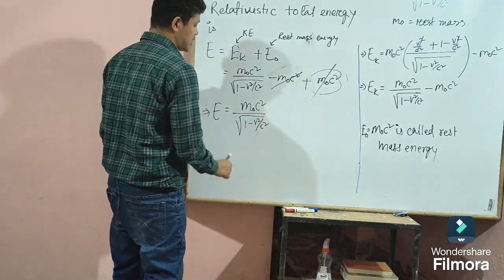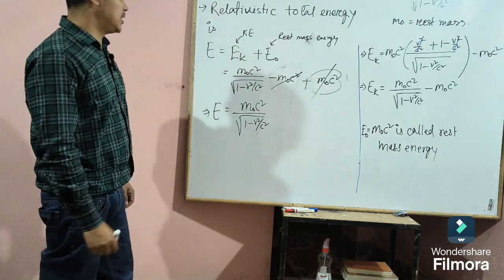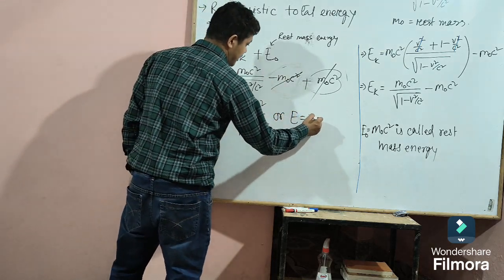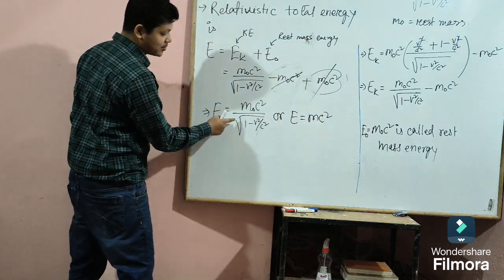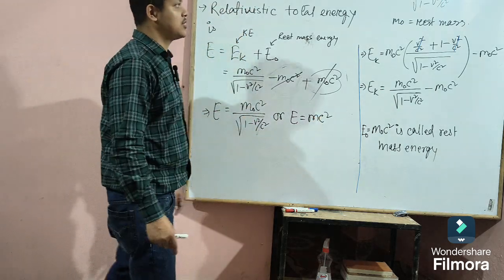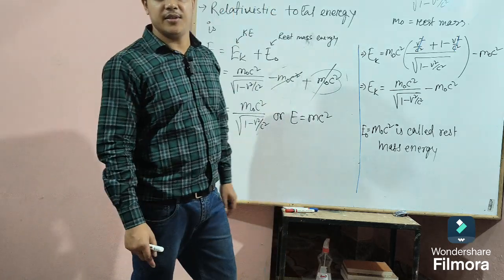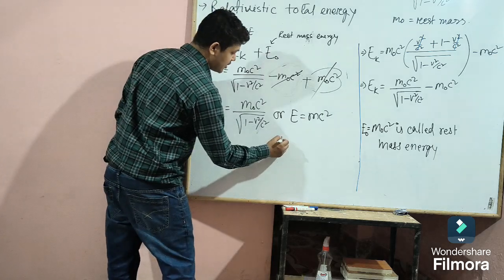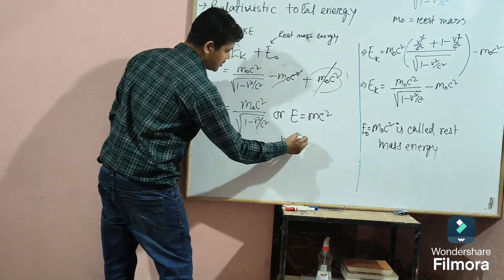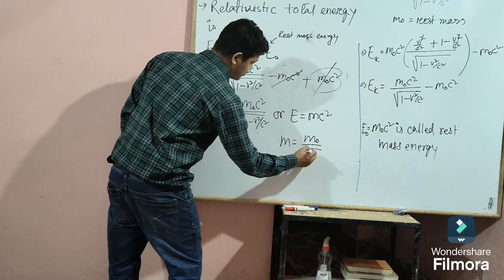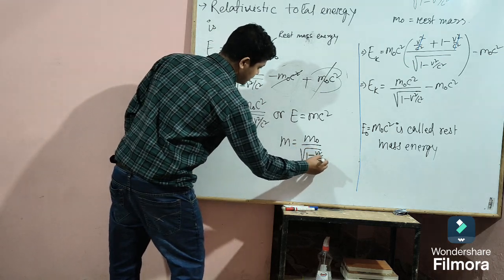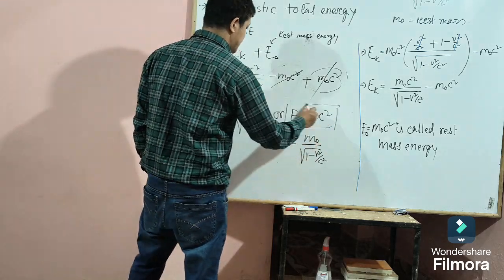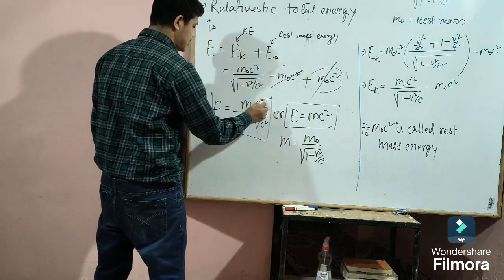So this is the expression for relativistic total energy. Or we can write E is equal to m c square, because m is equal to m naught by root over 1 minus v square by c square, which is already mentioned earlier in this video, right? So hope you have understood this. This m is nothing but m naught by root over 1 minus v square by c square, which is already mentioned earlier. So this is the required expression, either this or you can write in this form.